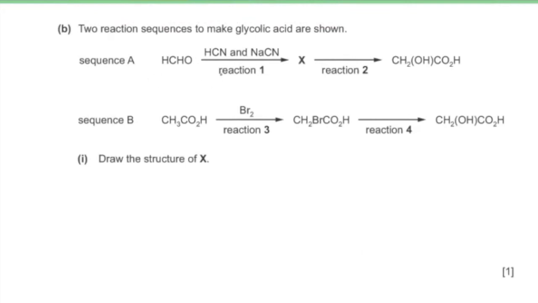Here in sequence A, HCHO, which is methanal, an aldehyde, reacts with HCN and NaCN, and a nucleophilic addition reaction takes place. This means that this O will become OH and a nitrile ion will be attached to this carbon atom. Now the structure of X would be HCH. This O will now have H attached to it from HCN and a nitrile ion from NaCN. So this is going to be the structure of X.